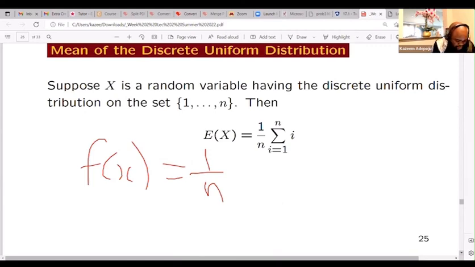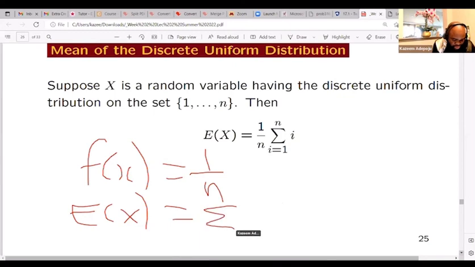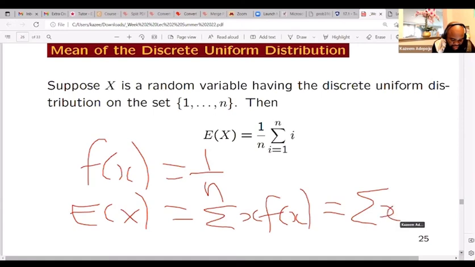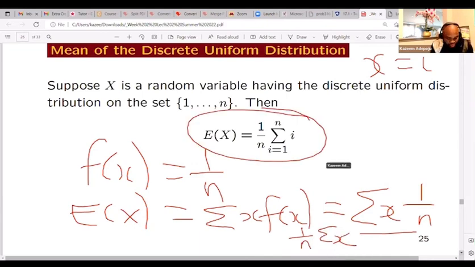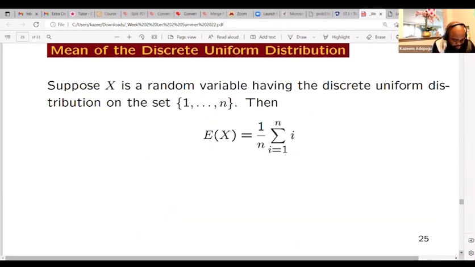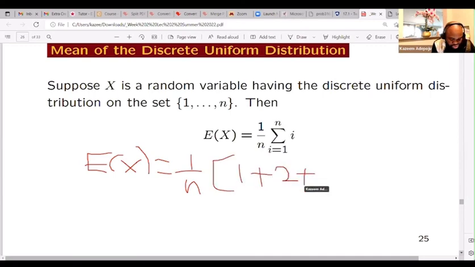Now, if I want to find the expectation of X, I'm going to use the summation of x f of x. So it is the summation of x, and f of x is 1 over n. Basically it's going to be 1 over n times the summation of x. X is discrete, so we're talking about natural numbers 1 to n. So the expected value of X is 1 over n times 1 plus 2 plus 3 until you get to n. Take a look at that.